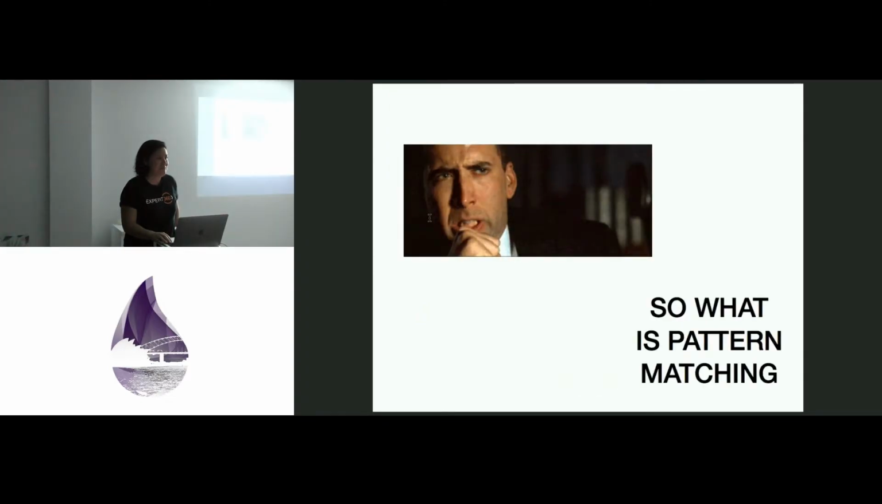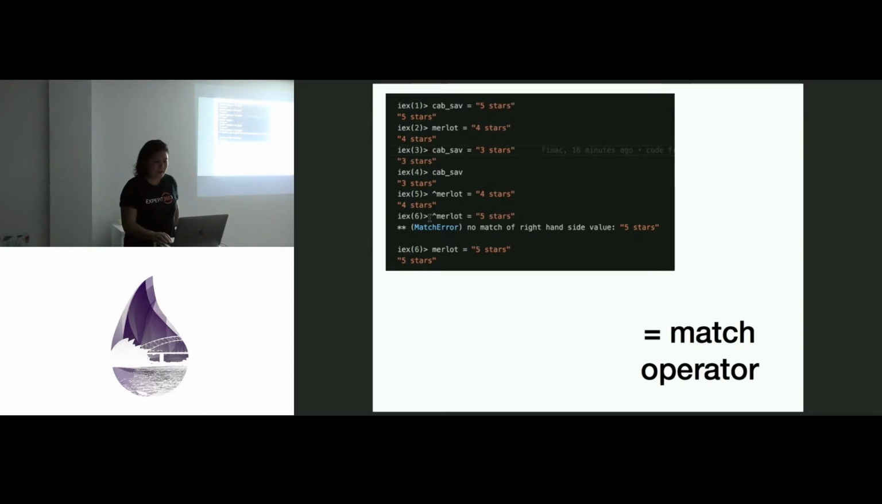So, what is pattern matching? The first thing you learn is that the equals sign is not assigning a value, it's a match operator. In the background, Elixir is really comparing the right to the left, which is different coming from Ruby and JavaScript. I'm like, okay, cool.